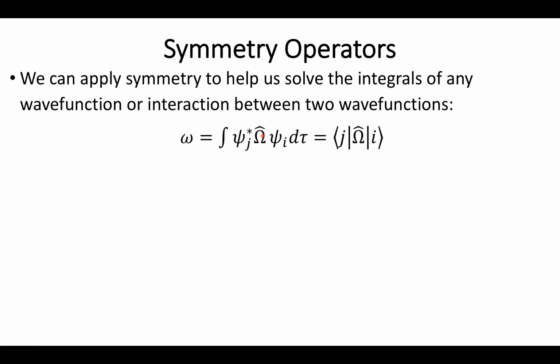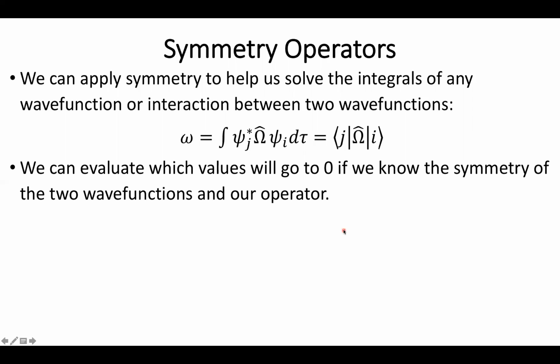The other case, which we do run into occasionally, is when i and j are going to be different wave functions, at which point it's going to be very important for us to determine the exact irreducible representation of our initial and final wave functions, and also the irreducible representation of our operator. So we'll need to know all three of these things.